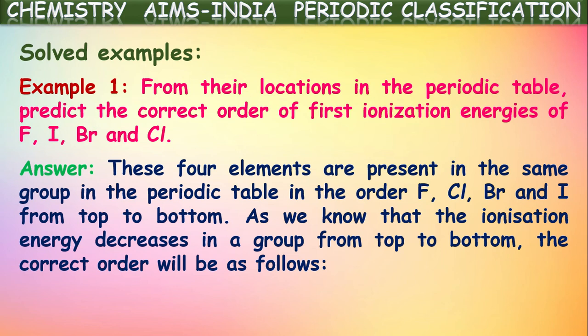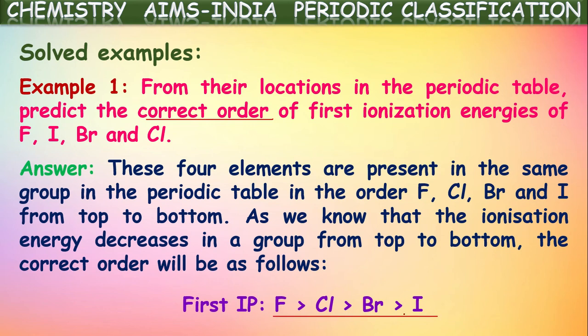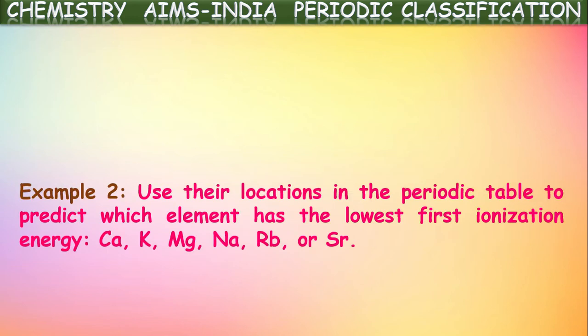So we can show the correct order. They are asking for either decreasing order or increasing order. They mentioned the correct order, so we can mention any order here. Fluorine has the greatest, next chlorine, then bromine, and least for iodine. Because from fluorine to iodine, size increases. As size increases, nuclear force of attraction on the outermost electron decreases and hence ionization energy decreases. Got it? Let us see one more solved example on this.